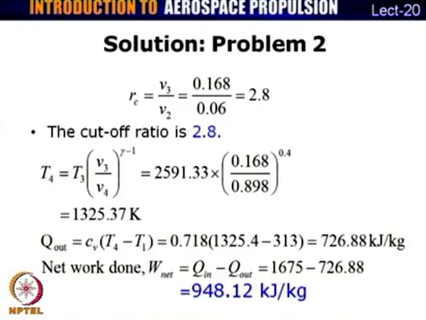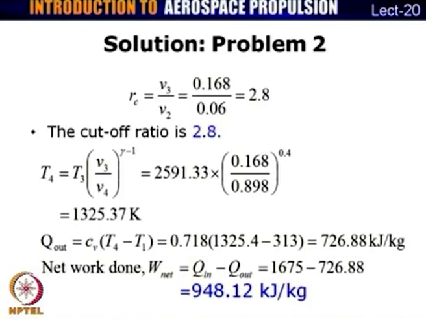Now, to calculate temperature at state 4, process 3-4 is also isentropic. Therefore, T4 is equal to T3 into V3 by V4 raised to gamma minus 1, which is equal to 2591.33, which is temperature at state 3, multiplied by V3 by V4, that is 0.168 by 0.898 raised to 0.4, that is gamma minus 1. So, temperature at state 4 is 1325.37 Kelvin.